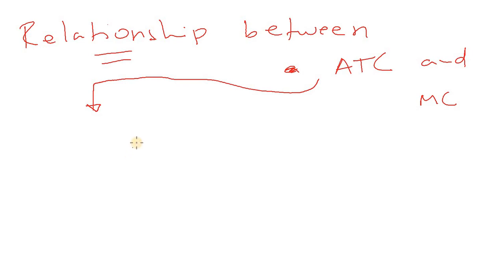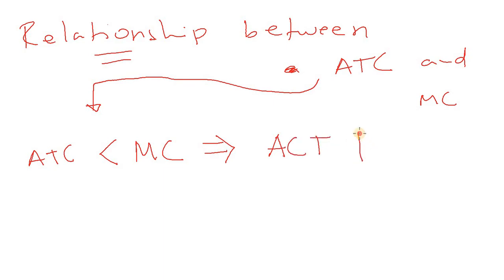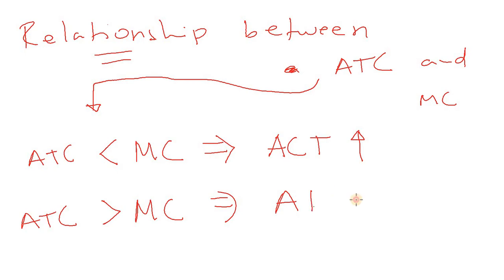The idea is, whenever the marginal cost is greater than the average total cost, mathematically it can be shown that the average total cost will increase. And as you can guess, if the opposite happens, if the marginal cost is lower than the average total cost, in that case the average total cost should fall. This should be ATC, average total cost.